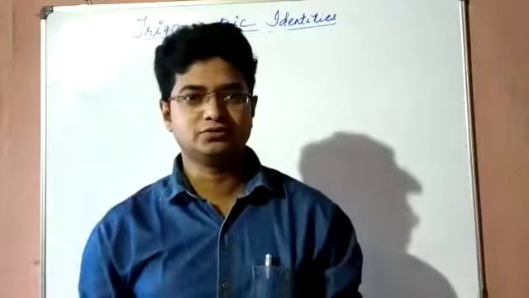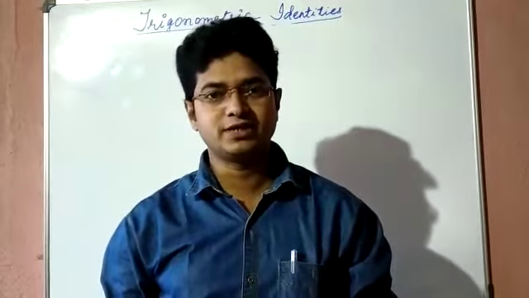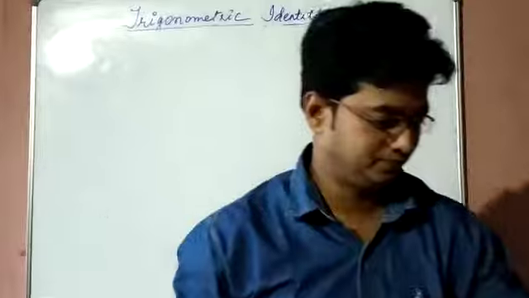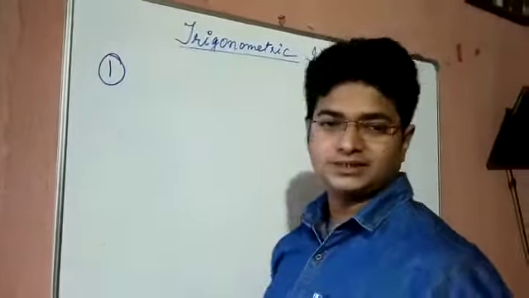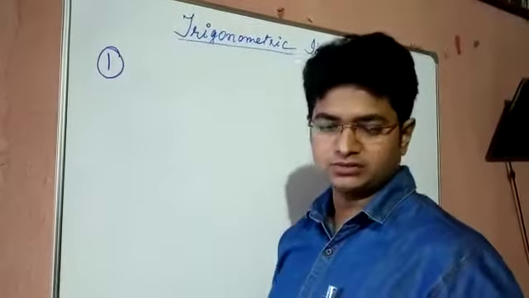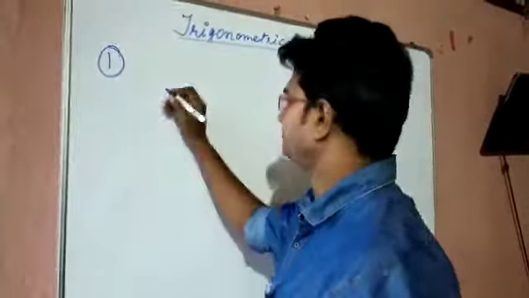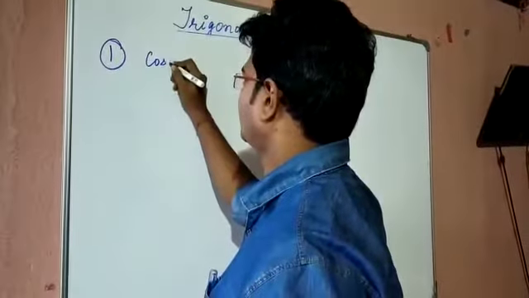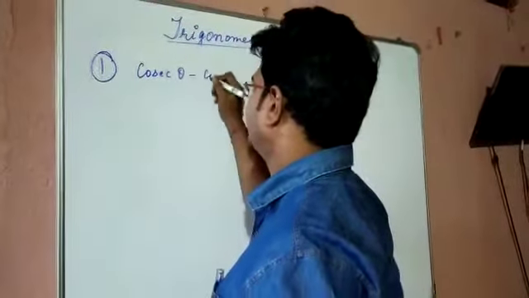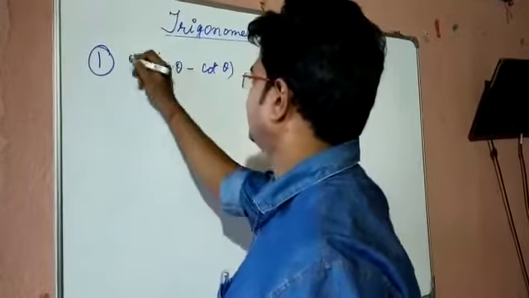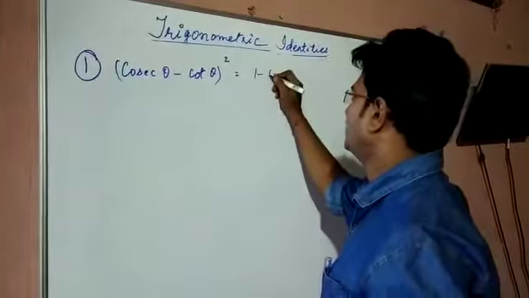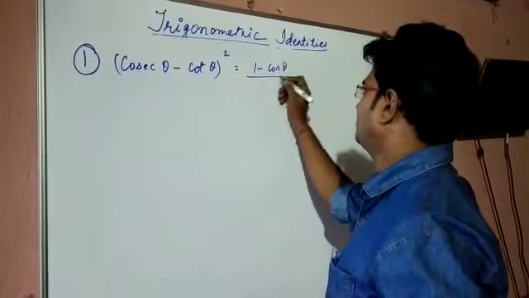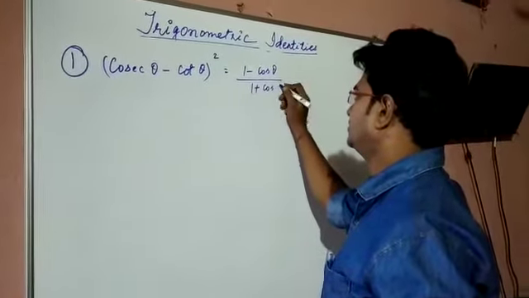Today we are going to discuss the sums based on trigonometric identities. This is the first question for you. I am trying my best to start with the easy question. (cosec theta minus cot theta) whole square is equal to (1 minus cos theta) by (1 plus cos theta).